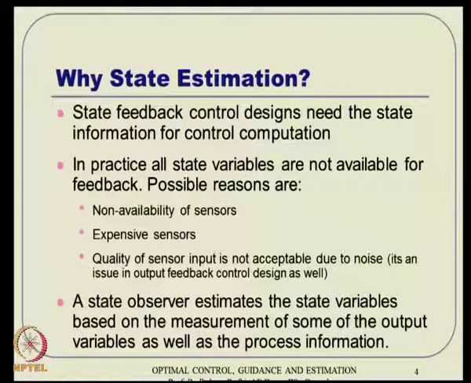So, what is an estimation actually? What is the idea here? A state observer estimates the state variables based on the measurement of some of the output variables as well as the process information. Process information means the system plant model. It will use that process information as well as the output of the sensors for a finite segment of time, not just at one instant of time, but as a sequence of data starts coming. Then from there it will be able to estimate the state in a good way.